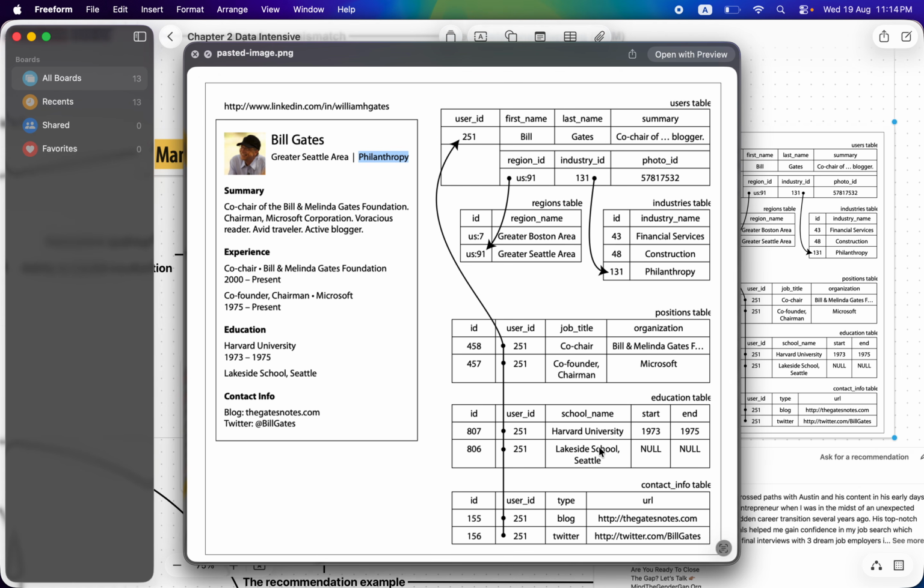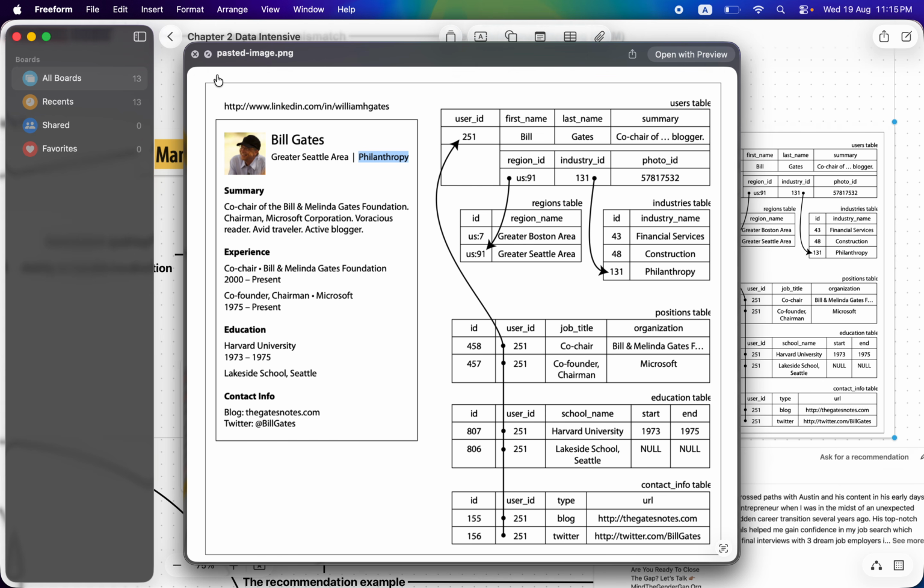So in here we have a LinkedIn profile where we have, I don't know, some details, summary, experience, and so on, and we will focus now on the region. So yeah, we have the users table and we have the region ID, and we are using the region ID to reference the user's region in the regions table. Okay, so we are using foreign keys.